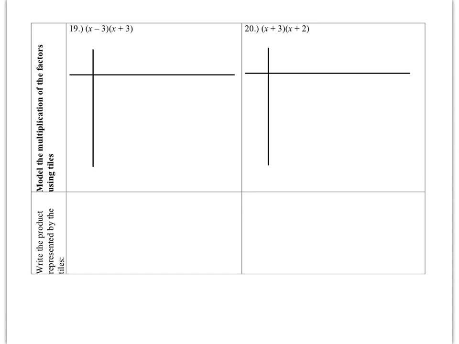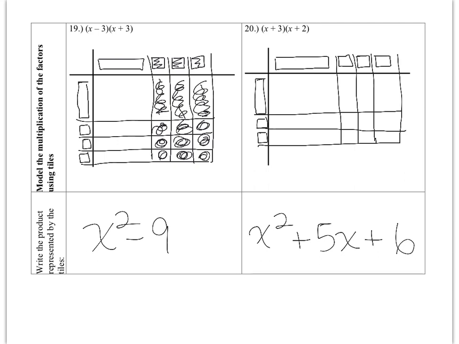Go ahead now and try number 19 and 20. Again, stop the video and tune back in when you have the correct answer. And here are the answers to 19 and 20. This number 19 only is x squared minus 9 because these tiles, these three cancel out these three x tiles. All right, if you're at all confused, make sure you stop and ask for help. If you're doing good, then you should get some actual tiles and try this on your desk with actual tiles.